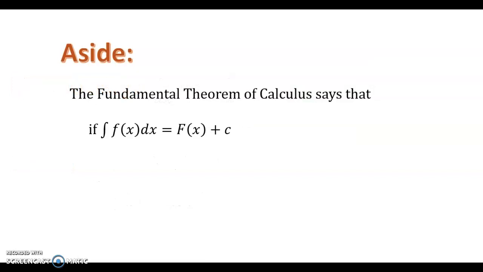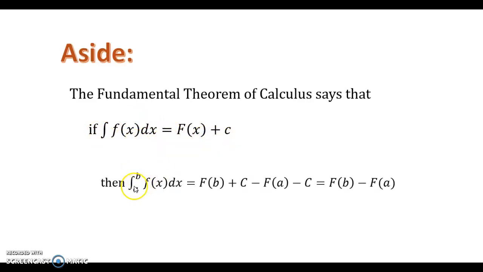So using this, the fundamental theorem of calculus says if we know that the indefinite integral is a function, then when we get limits on our integration and make it a definite integral, we just put in the function at the upper limit minus the function at the lower limit. And right here, b is the upper limit, it's on the top, a is the lower limit, it's on the bottom.